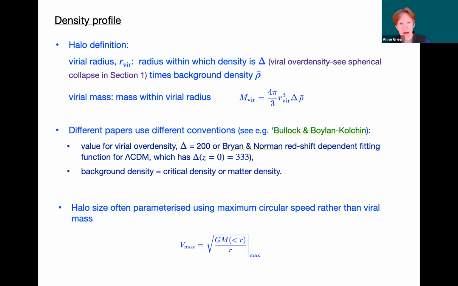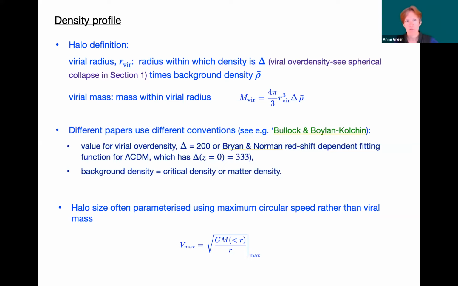This comes back to something I talked about way back on Tuesday. The usual definition of the edge uses the virial radius, the radius within which the density is delta, the virial overdensity, times the background density, where the virial overdensity is a number that comes from the spherical top hat collapse model that we looked at briefly. Once you've defined where the edge is via the virial radius, the mass is then easy to compute. It's just the volume times the mean density. And as I alluded to back on Monday, there are different conventions for what number people use for delta. This doesn't have any crucial consequences, but it's something to be aware of if you're looking at different papers by different groups, that they do things slightly differently.